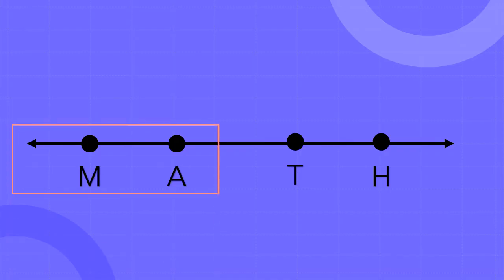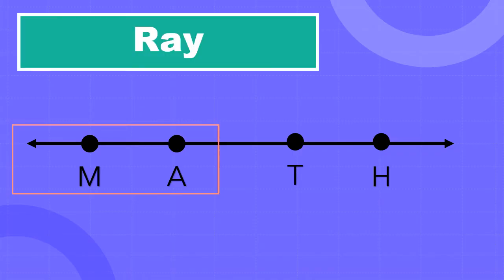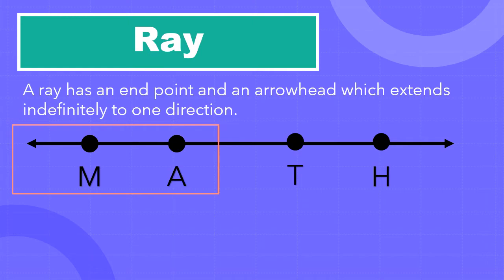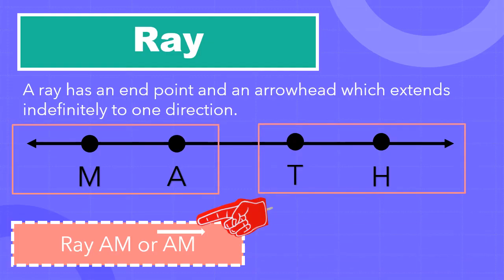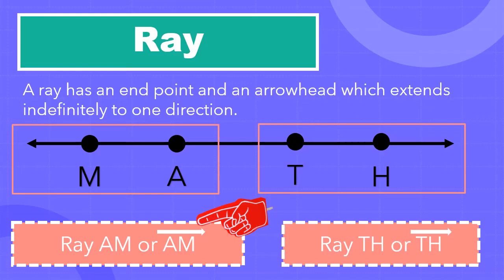How will you describe the figure of points A and M? Very good. It has a point and an arrowhead. This figure is called a ray. A ray has an endpoint and an arrowhead which extends indefinitely to one direction. We name this ray as ray AM, or we can use this symbol in naming a ray. Going back to our figure, what is the other ray that we have? Very good. It's ray TH.